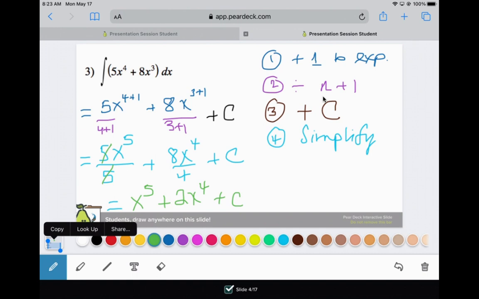I want you to write out the steps so that it helps you when you do the practice, like, what do I do first? What do I do next? Am I following the right order? So write that down. Take a few seconds, jot this down, or you need to copy in Pear Deck to do so. I'll give you a few seconds to do it.